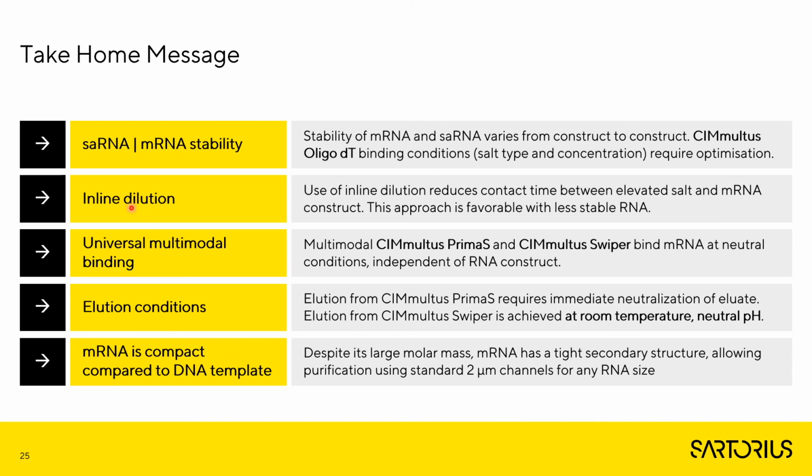And we've looked then at how we can use different methods to overcome these challenges. The first one would be to use inline dilution, which reduces the contact time between the high salt concentration and the mRNA construct. This approach is very favorable, especially with RNA constructs which are more prone to precipitation when exposed to even moderate concentrations of salt. Now, to avoid altogether the use of high salt concentration for binding, we can use a multimodal approach. For example, with Prima S, which we discussed both from the analytical perspective and from the purification perspective, we can bind RNA at neutral pH.